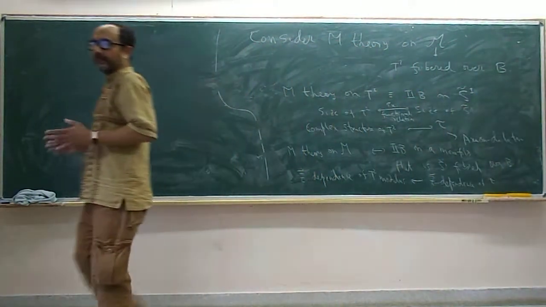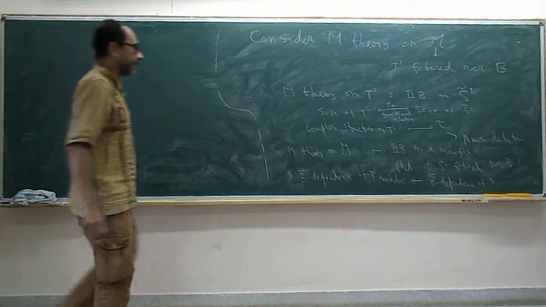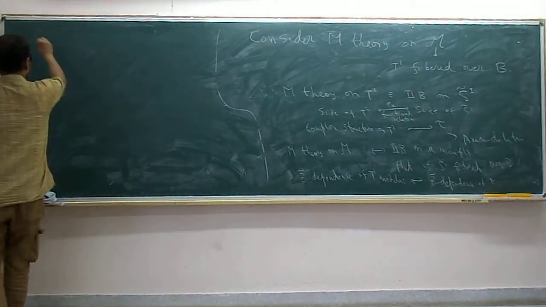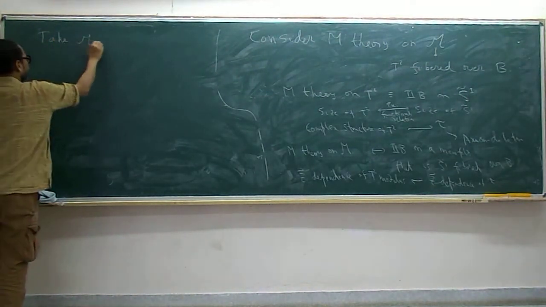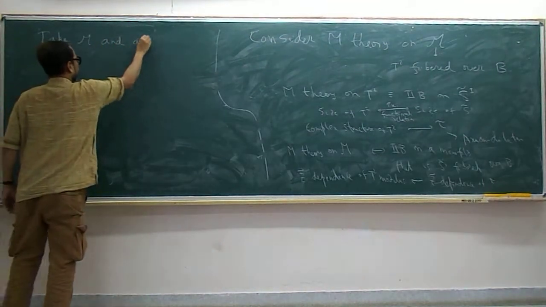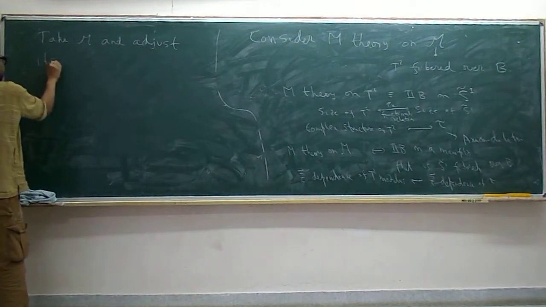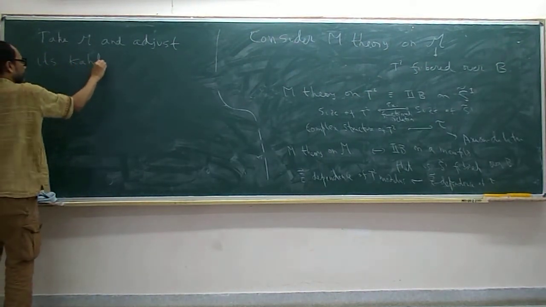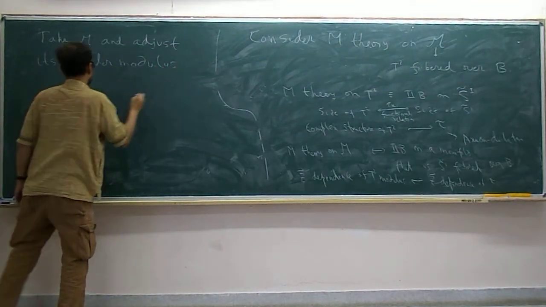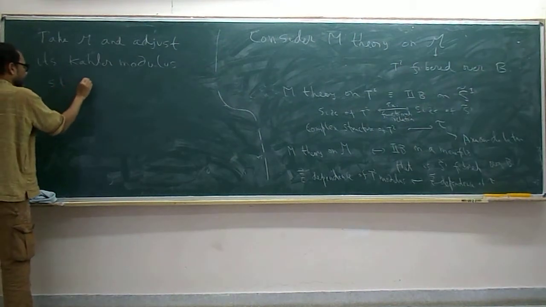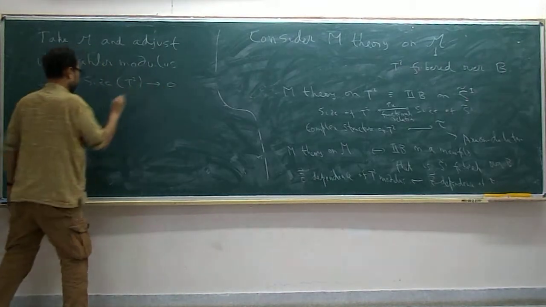Okay, so one more step is needed to go to what we mean by F theory. Okay, and that is the following. Now you take this manifold M, and adjust the scalar modulus such that size of T2 goes to 0 everywhere.